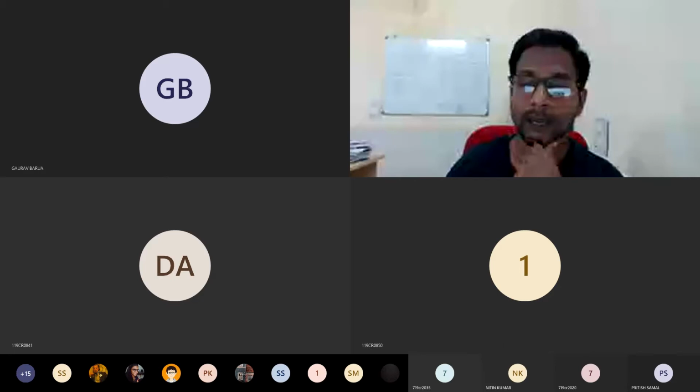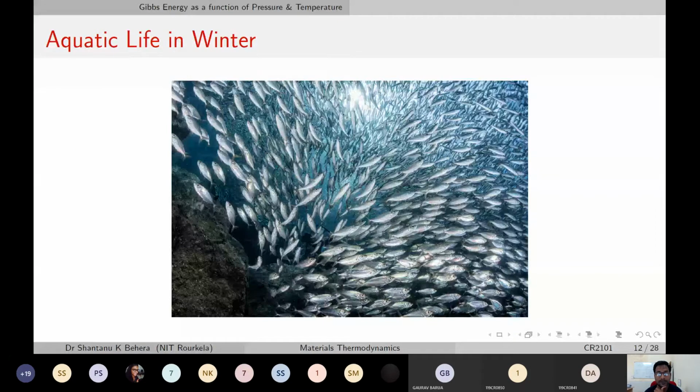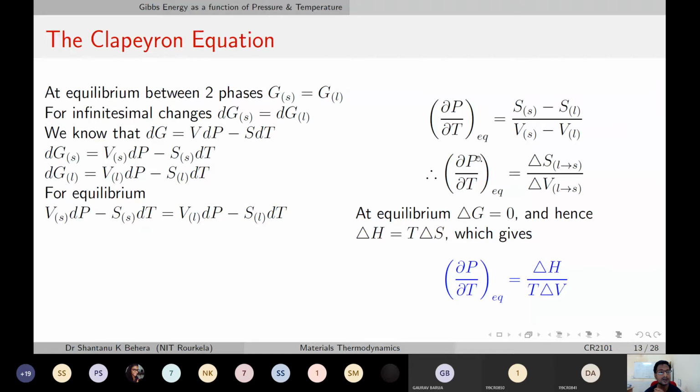Okay, we have talked about water as a material and how it behaves in different temperature regimes. And the most important one is how it behaves around 0 degrees Celsius. And you know that the density of ice is lower than that of water. And that's one of the reasons that aquatic life is thriving even in dead winters.